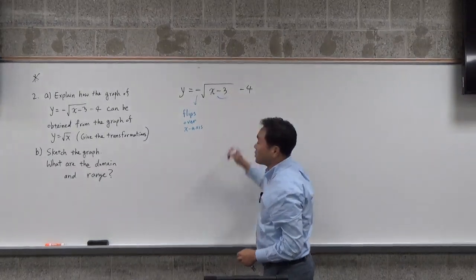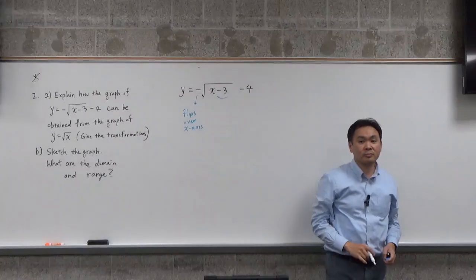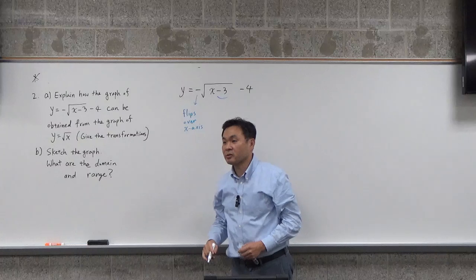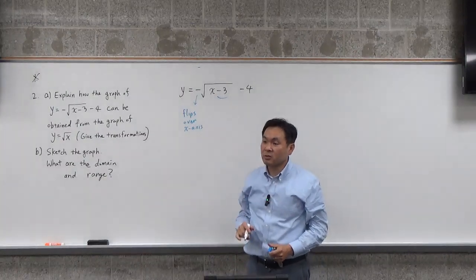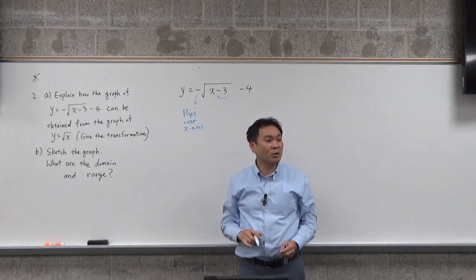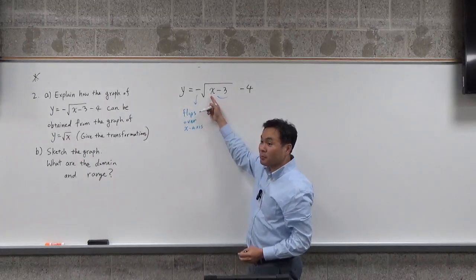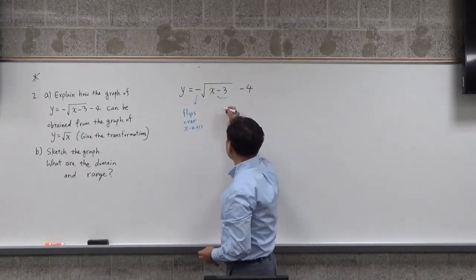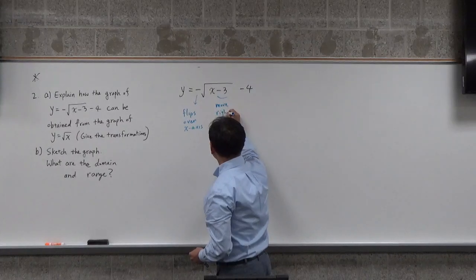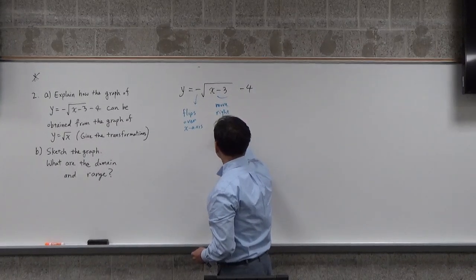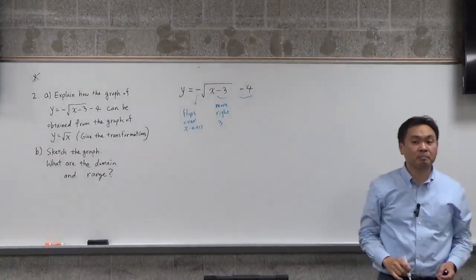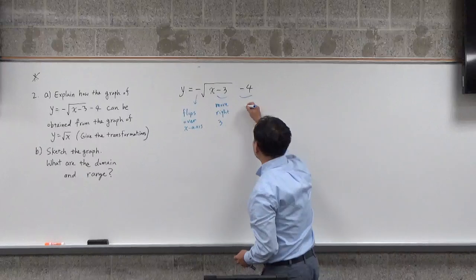How about this negative 3? What does that do? Minus 3. If you replace x by x minus 3, it moves right by 3. Okay. And what about this minus 4? That one makes it go down 4.